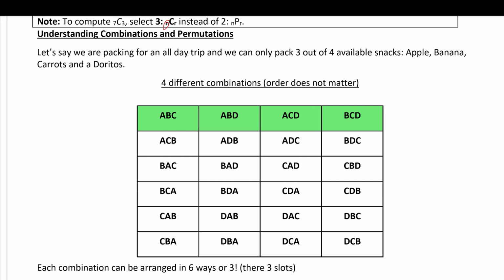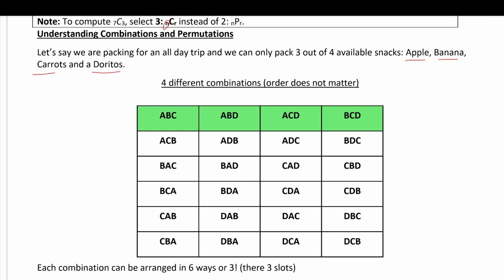So I guess in your kitchen, you just have an apple, a banana, carrots, and Doritos. And your backpack for the day is small, so you can only actually fit 3 things in there. Okay. Well, and why did I use apple, banana, carrots, and Doritos? Well, it's just because it's A, B, C, D. I couldn't find a healthy food that started with a D.